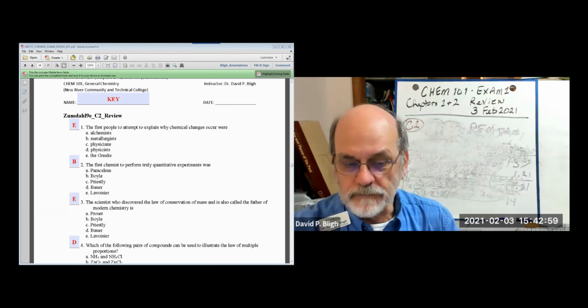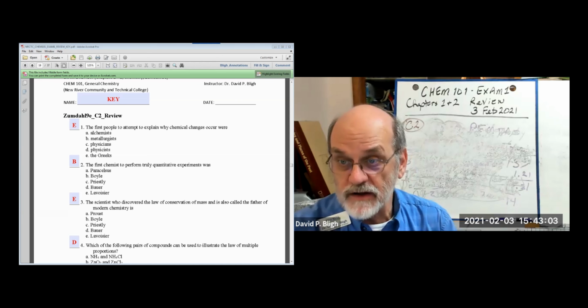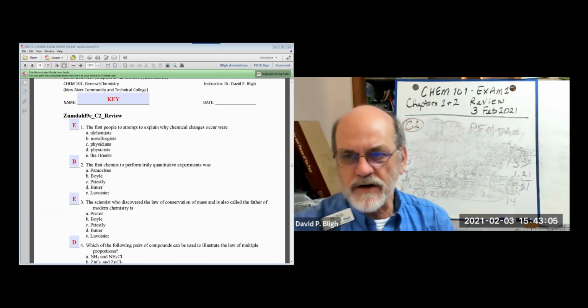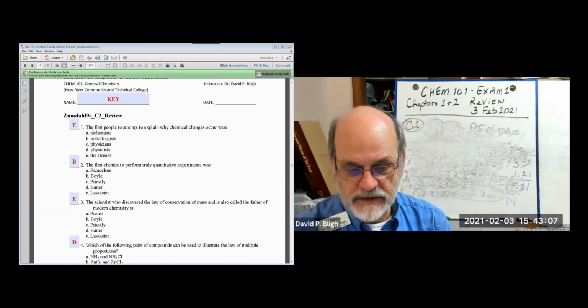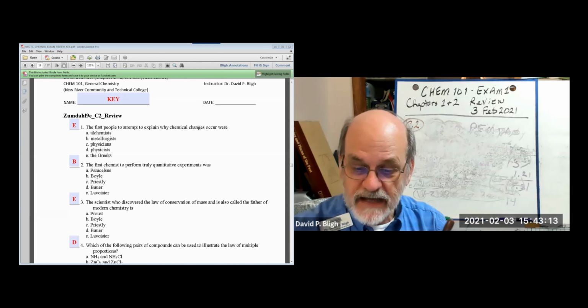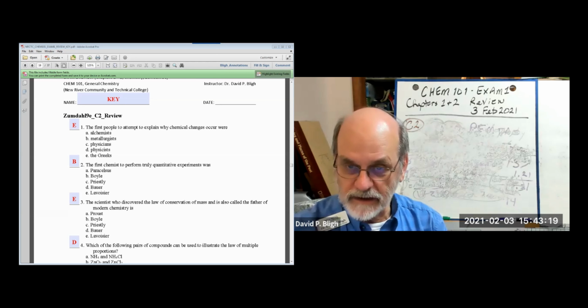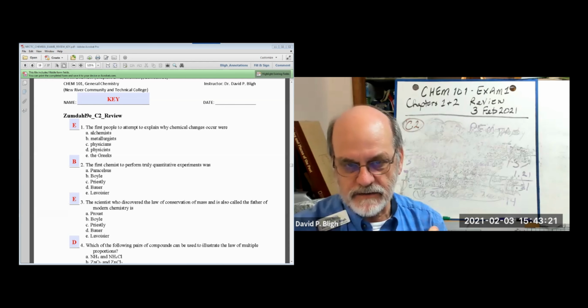How about number two? The first chemist to perform truly quantitative experiments was, right? And this requires that you've read the textbook, because that's what it's going to say. Who was the first quantitative experimenter? Turns out it was Robert Boyle. And we're going to study Robert Boyle a little later when we look at gases.